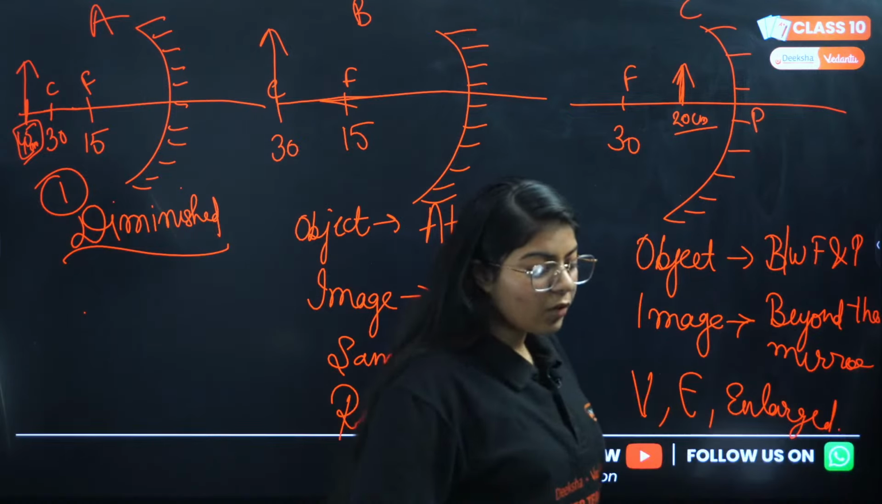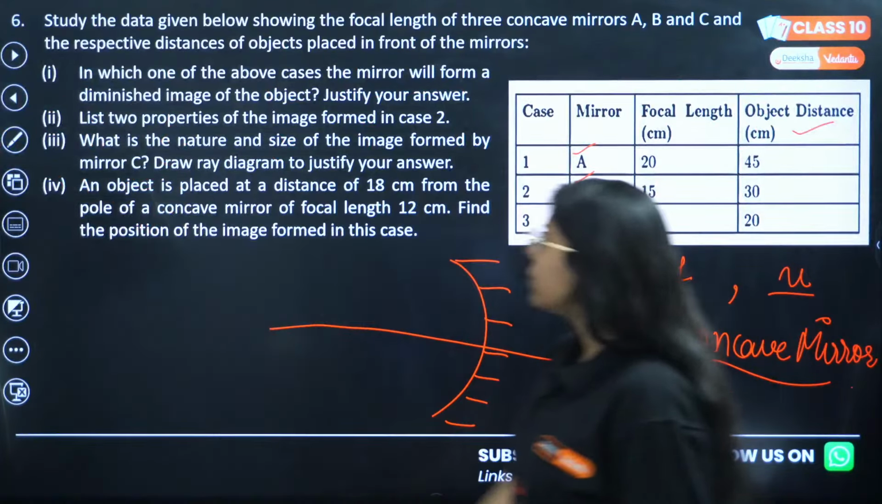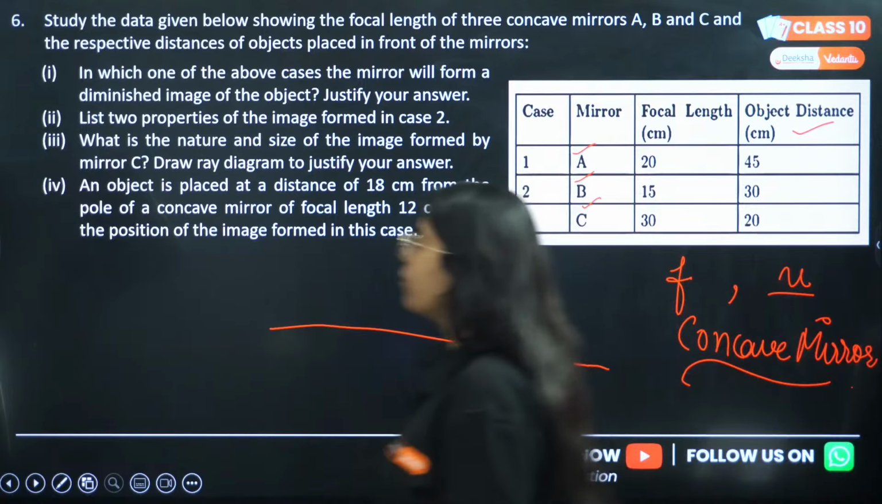Okay, let's move on to the next part. What does the next part say? An object is placed at a distance of 18 centimeter from the pole of a concave mirror.